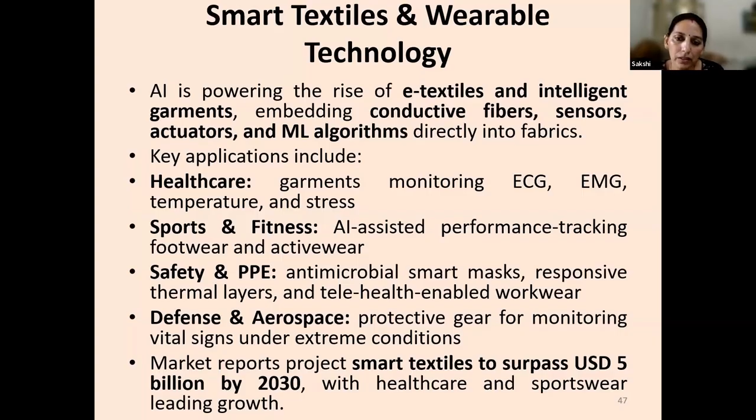Even in sports and fitness, AI-assisted performance tracking footwear and activewear are present in the market. Safety and personal protective equipment are also there, where some examples are antimicrobial smart masks, responsive thermal layers, telehealth-enabled workwear, and defense and aerospace protective gear for monitoring vital signals under extreme conditions. In general, this is one of the branches of textile where smart textile is projected to surpass 5 billion US dollars by 2030, with healthcare and sportswear leading the growth.